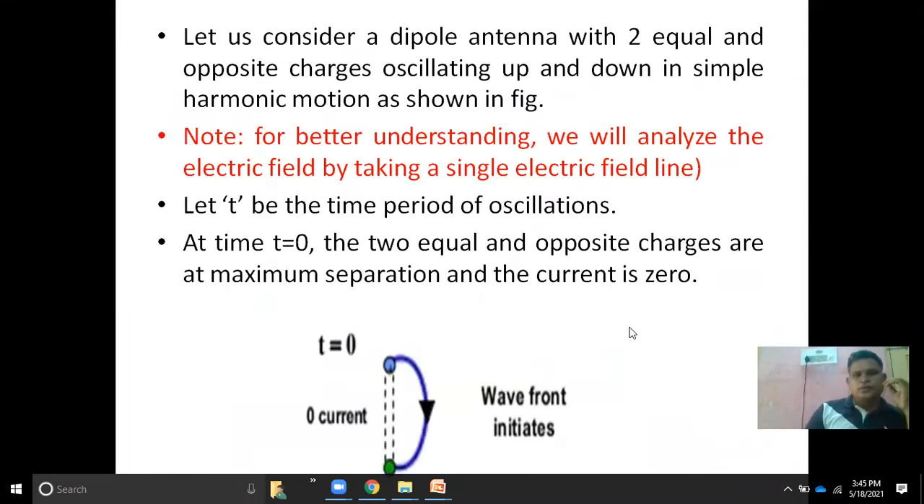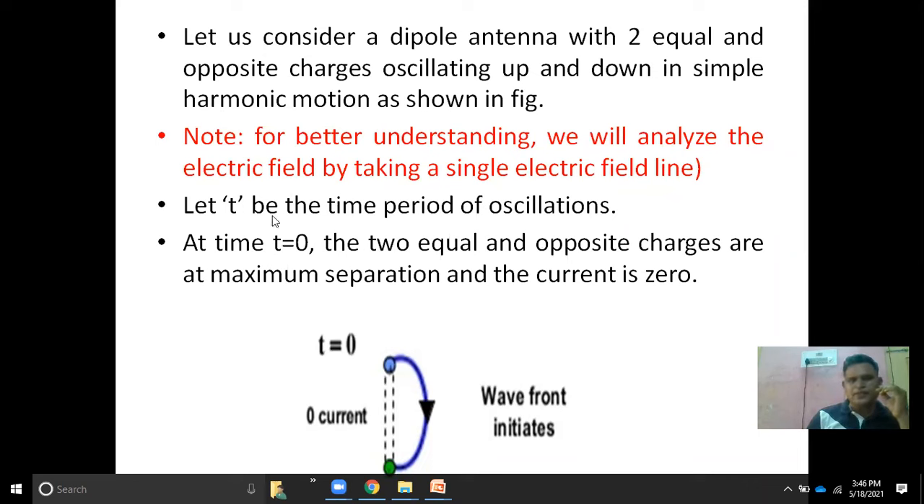Let us consider a dipole antenna with two equal and opposite charges oscillating up and down in simple harmonic motion as shown in the figure. See here, I have given the note. For better understanding, we will analyze the electric field by taking a single electric field line. This is the assumption. Why, sir, have we drawn only a single line? This is for our understanding purpose only. We are drawing a single electric field line.